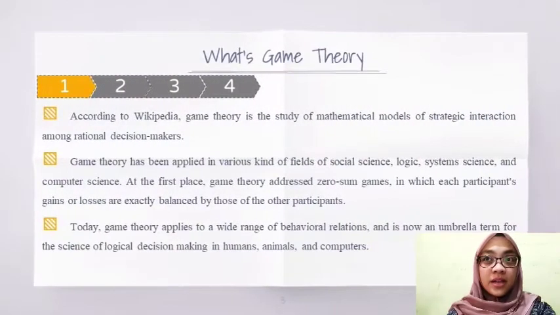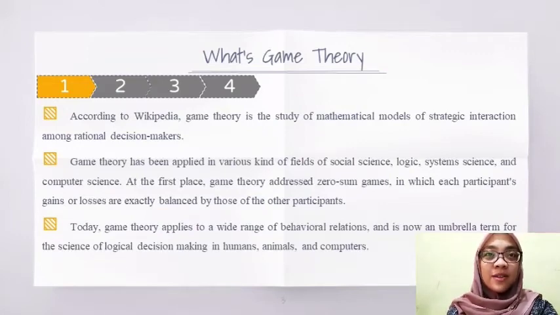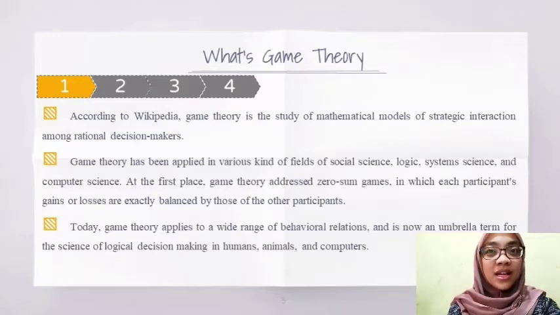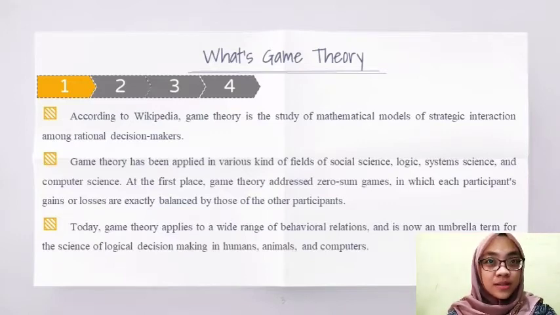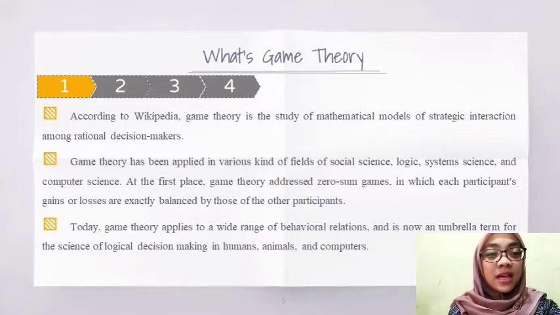What is game theory? According to Wikipedia, game theory is the study of mathematical models of strategic interaction among rational decision makers. Game theory has been applied in various fields of social science, logic, systems science, and computer science. At first, game theory addressed zero-sum games, in which each participant's gains or losses are exactly balanced by those of the other participants.